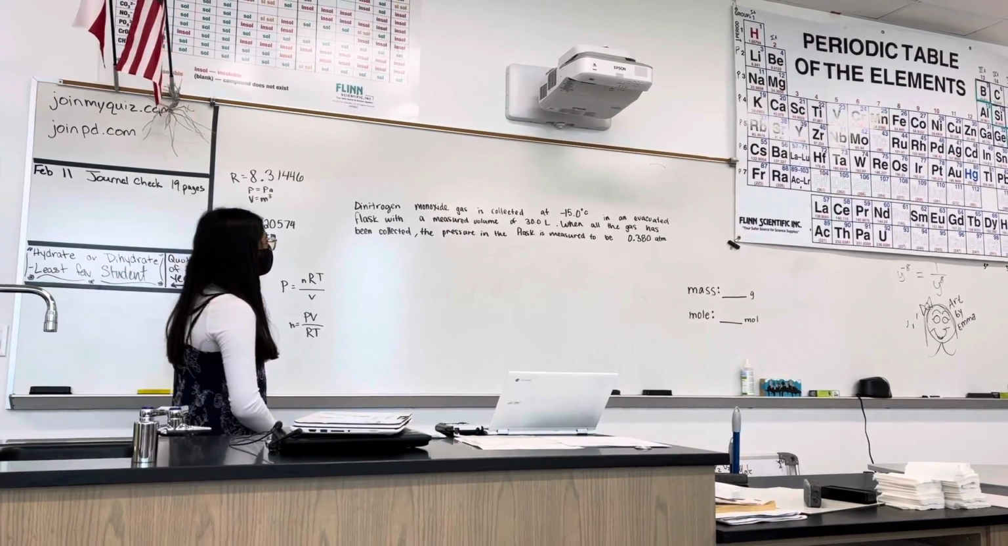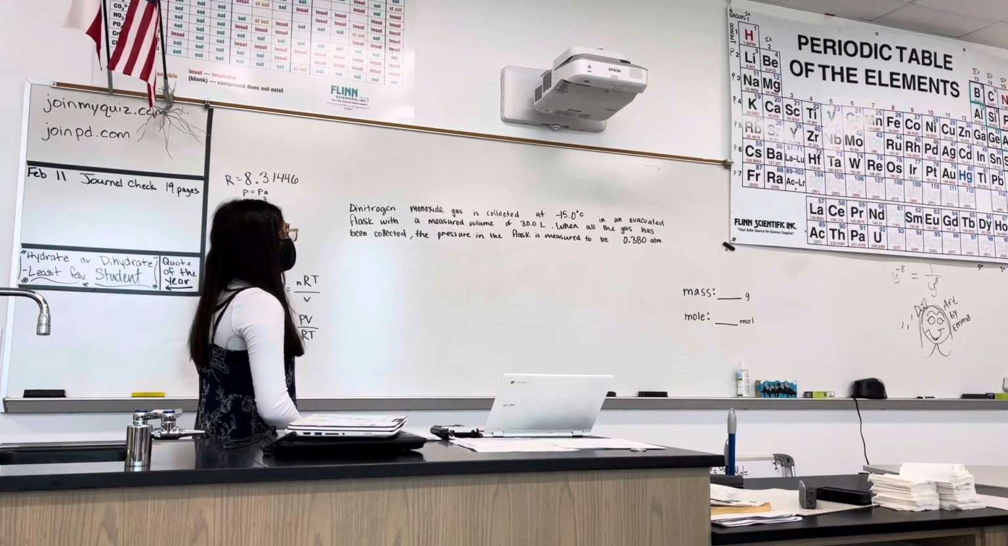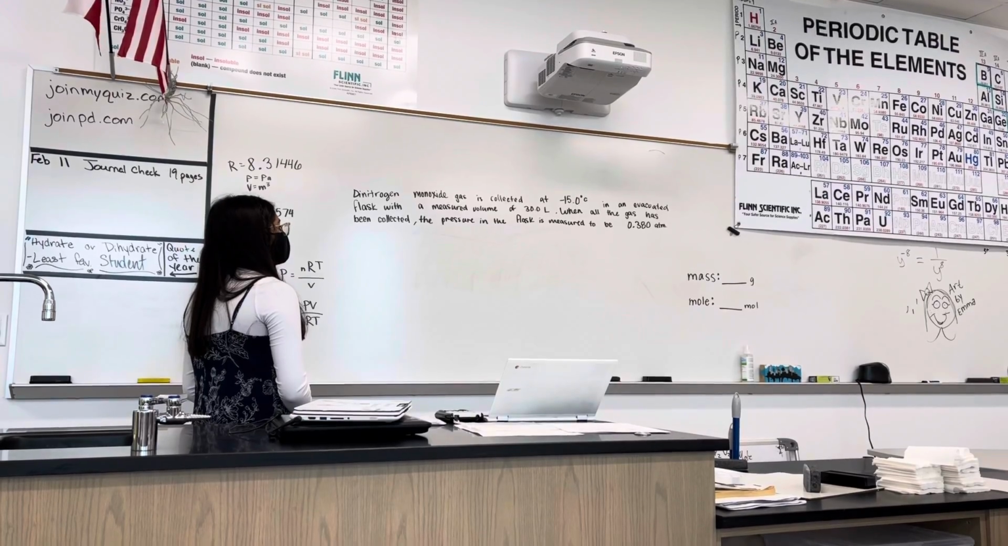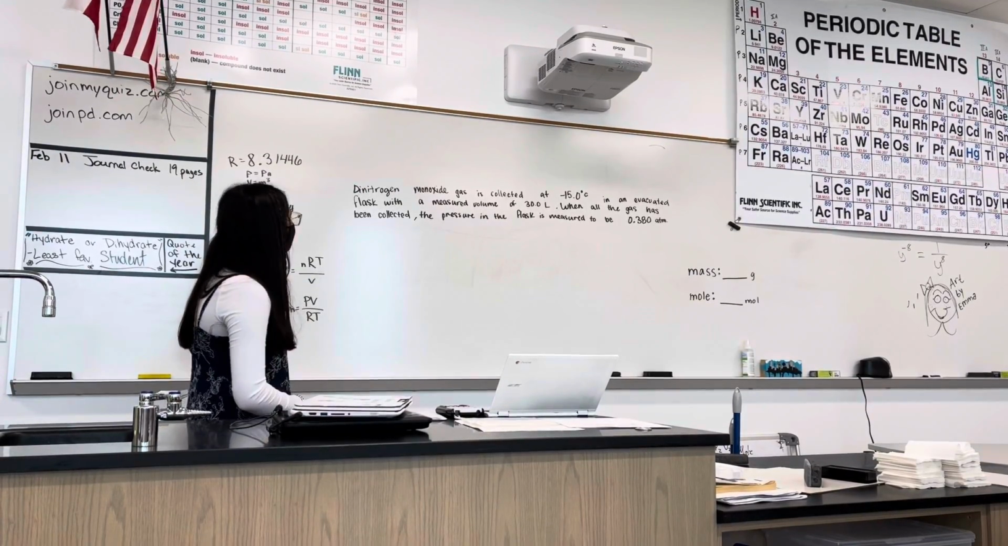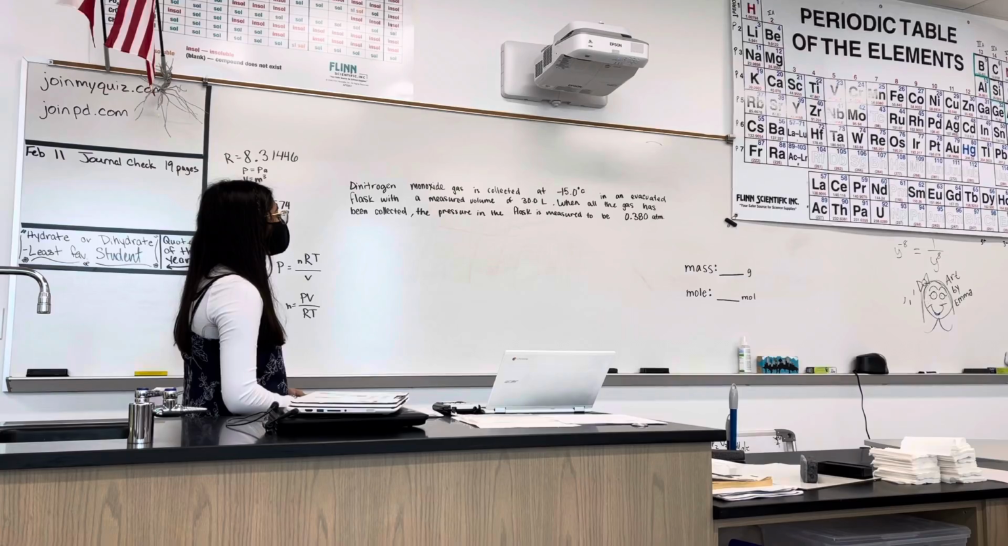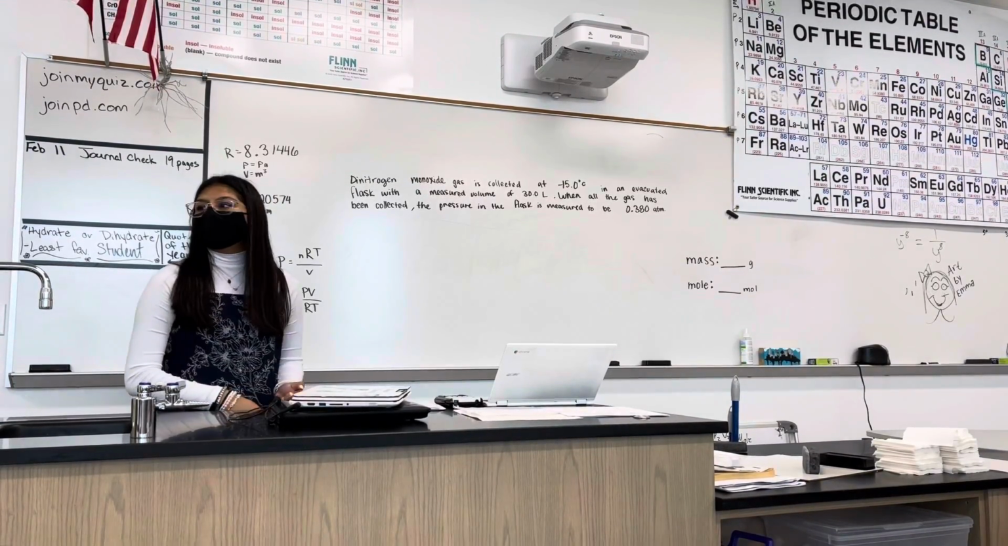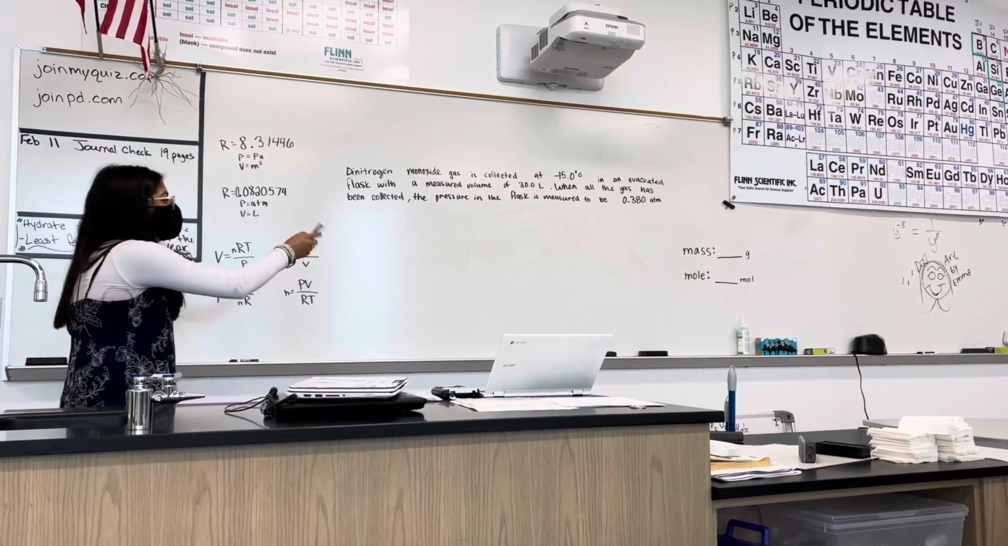The nitrogen monoxide gas is collected at negative 15 degrees Celsius in an evacuated flask with a measured volume of 30 liters. When all the gas has been collected, the pressure in the flask is measured to be 0.38 atm. And you're looking for the mass and the mole.